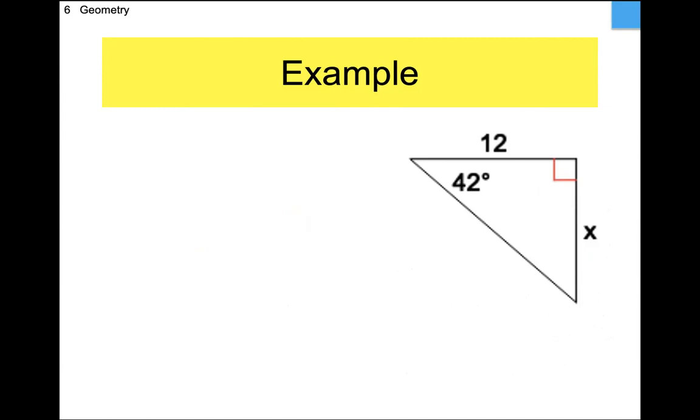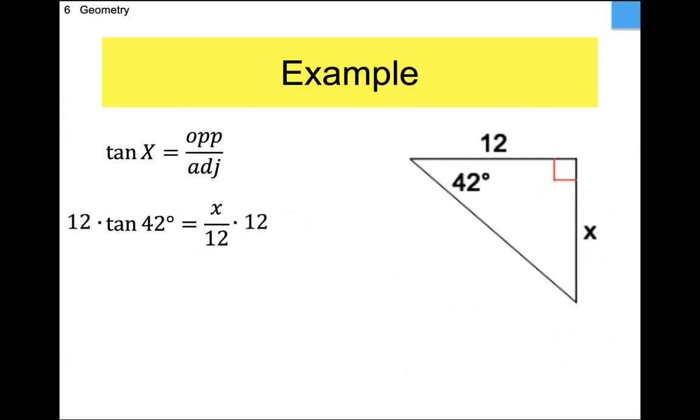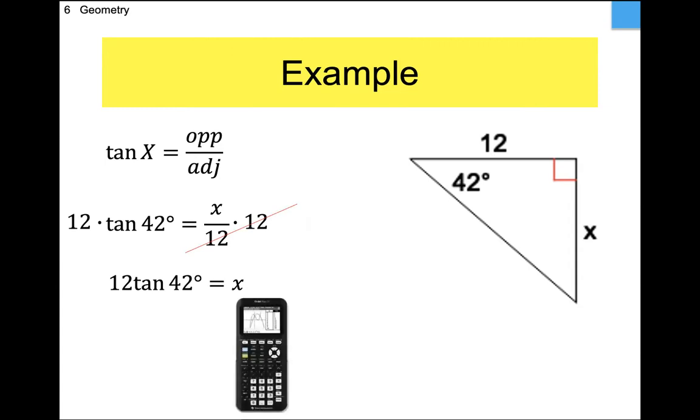So let's see, tan 42 is equal to the opposite side, which will be x, over 12. The adjacent side is 12. Okay. Let's see, where's x? Right side. What's attached to it? 12. So that means multiply both sides by 12. The 12s cancel on the right side, and we're left with 12 tan 42 is equal to x. Grab your calculator, and away you go.